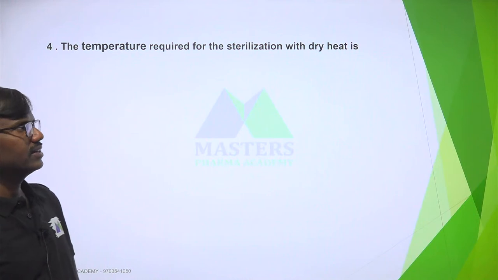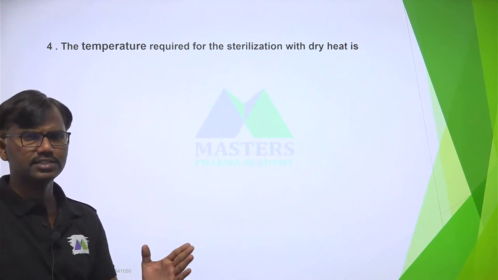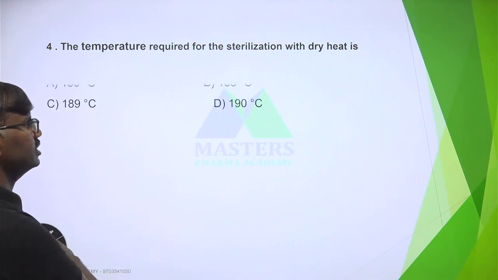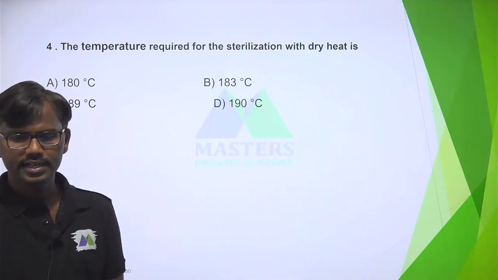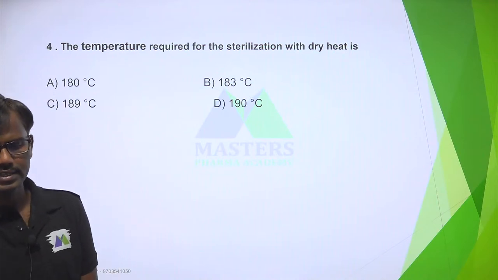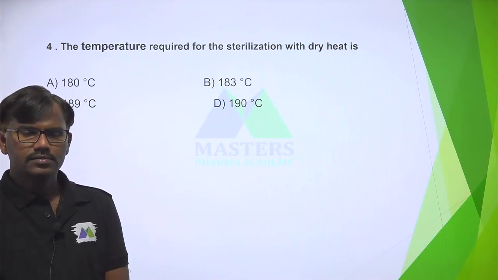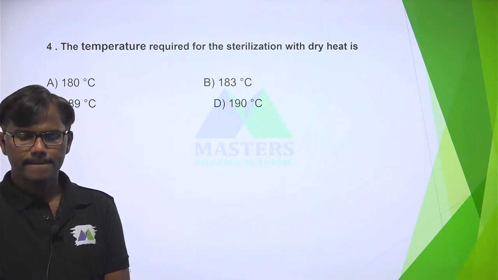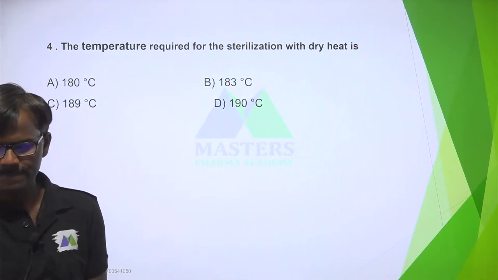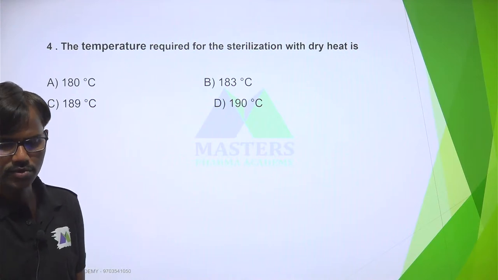The temperature required for sterilization by dry heat sterilization. What is the temperature? There is a range, different ranges. As we discussed, based upon the temperature, the duration will change. Now, what is the temperature? So options are 180 degrees, 183, 189, 190. Okay. Answer. Yeah, good, 180 degrees, right?